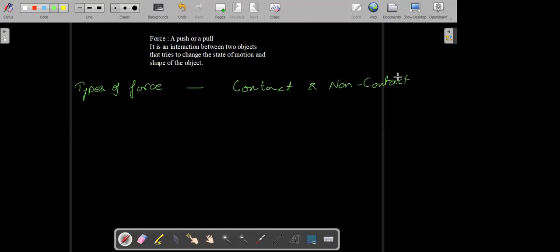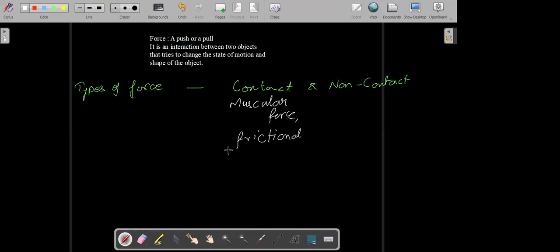Electrostatic force, magnetic force. No, just contact forces. Frictional force. Muscular force. Yes, our muscular force is a contact force, and frictional force. Muscular force and frictional force, they are the contact forces.